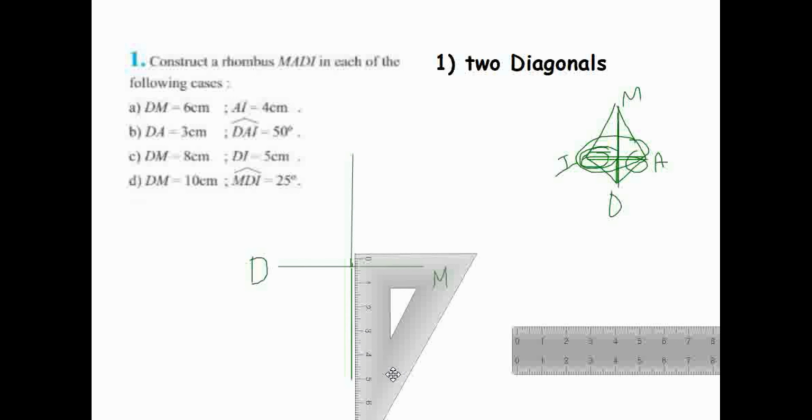I'm going to measure 2 centimeters and mark it. Where is my 2 centimeters? Okay, here it is. I'm going to mark that. And also upwards I'm going to mark 2 centimeters.